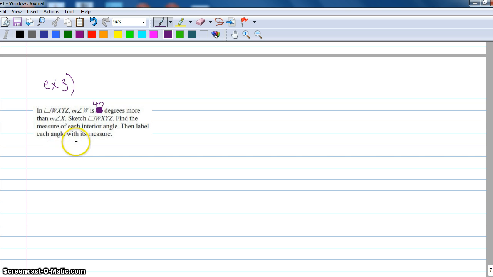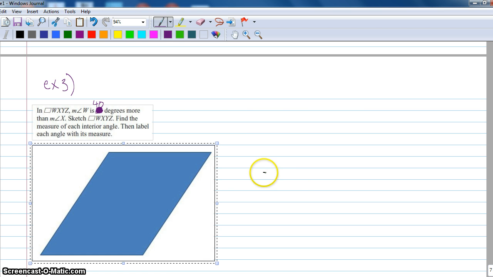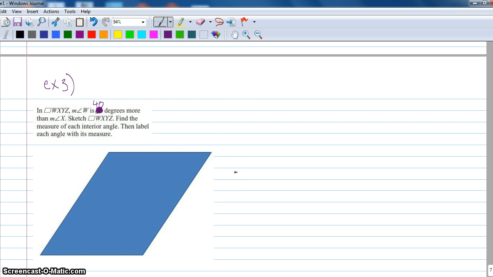Alright, so example 3. I changed the number that was here because I copied this question from some of y'all's work. Only some of you are going to see this question, but all of you may see it on a test, so still write it down. In parallelogram WXYZ, angle W is 40 degrees more than angle X. Sketch the parallelogram, find the measure of each interior angle, then label each angle with this measure. You gotta draw it. Boom, drew it. Now label. W, X, Y, Z.